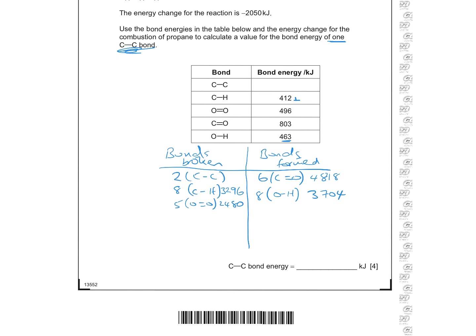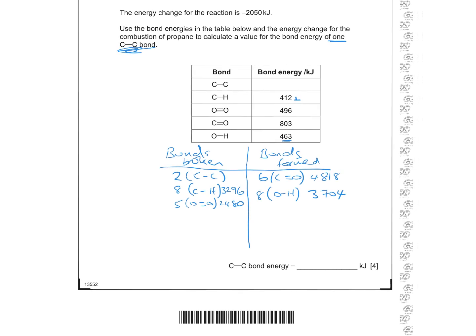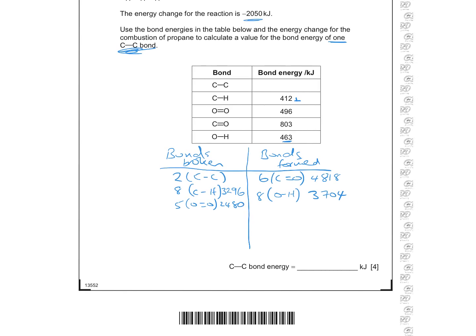Now we can put this into an equation. Well, the energy change is minus 2,050 kilojoules. So that equals the bonds broken minus the bonds formed. So that's going to be 2 carbon-carbon bonds. Remember, that's what we're trying to work out. Plus the total of these two. So if we just add these two together, that works out to be 5776.